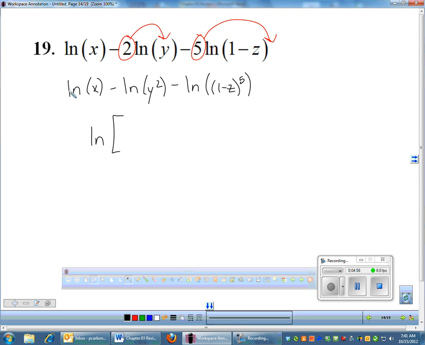That is a positive ln x, so x is going to go in the numerator. A negative ln y squared, so y squared is going to go down here. And negative ln of that stuff, so 1 minus z to the fifth will also go in the denominator. And there's our answer for 19.